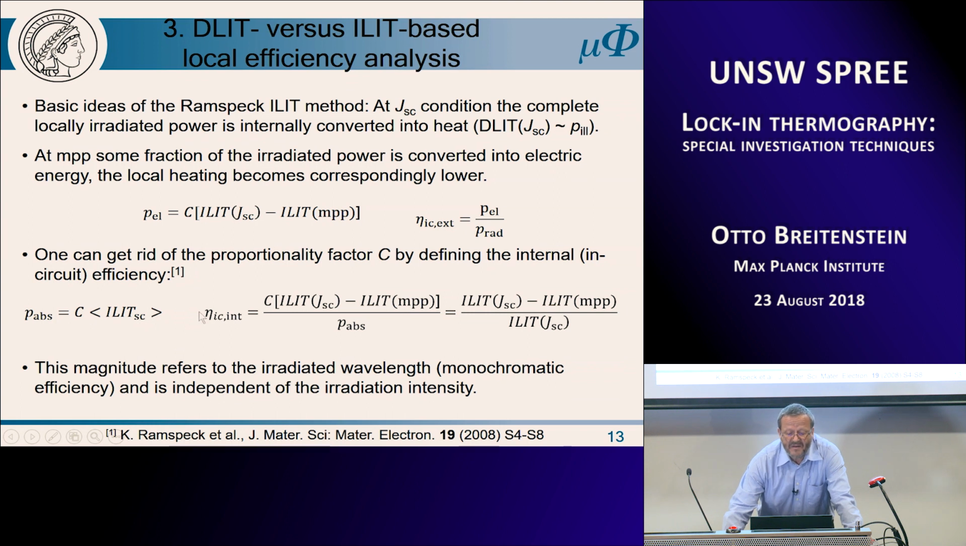And so the basic formula actually of Ramm-Spec was that this internal in-circuit efficiency is this here: ILIT JSC minus MPP divided by ILIT JSC. This magnitude refers to the irradiated wavelengths. So it's a monochromatic efficiency, which is higher than the AM 1.5. And it is independent of the irradiation intensity because it is in both the numerator and the denominator.